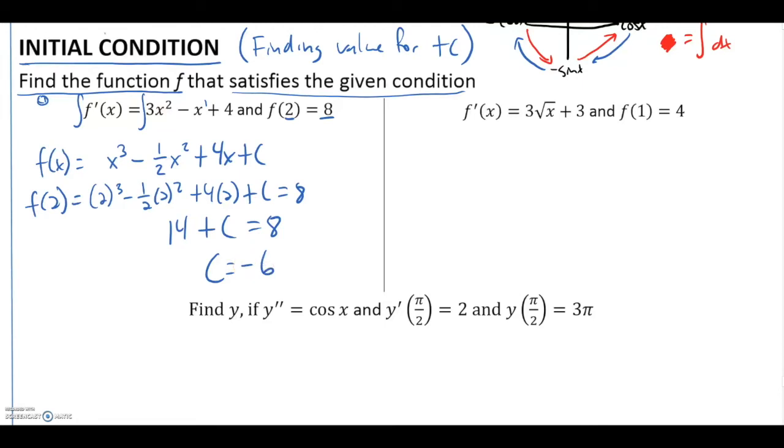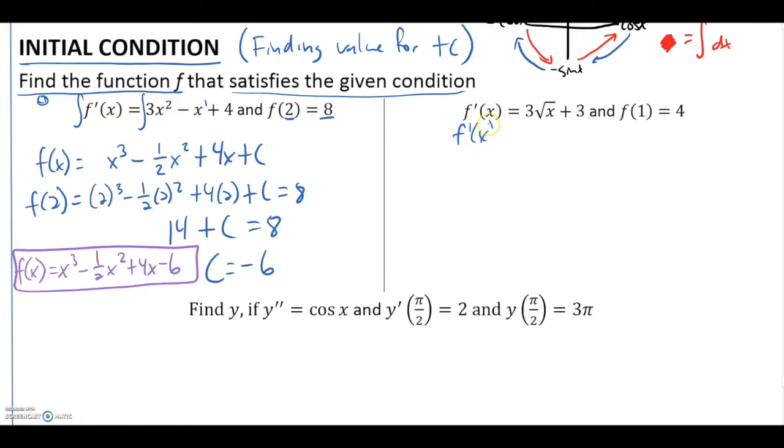So the specific original function we are dealing with in this problem is f of x equals x cubed minus 1/2 x squared plus 4x minus 6. Again, having just that one point allows us to get rid of that uncertainty surrounding this constant and give us one nice defined function. For our second example, f prime of x equals 3 square root of x plus 3.